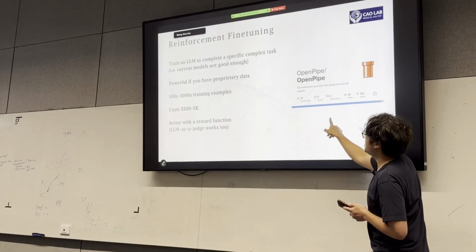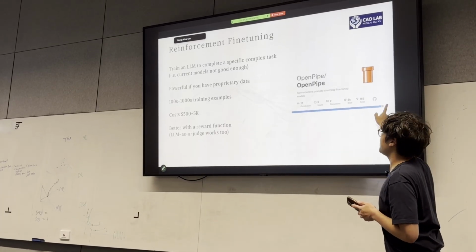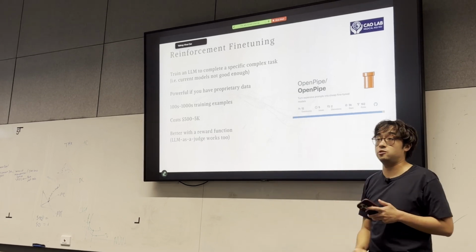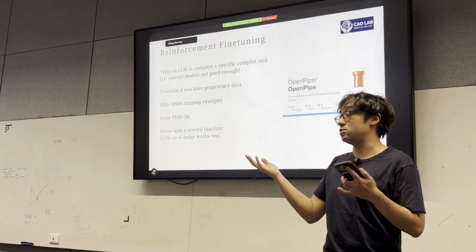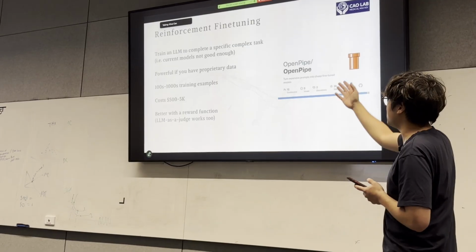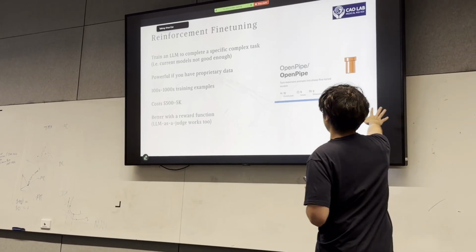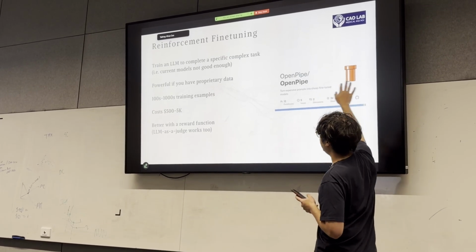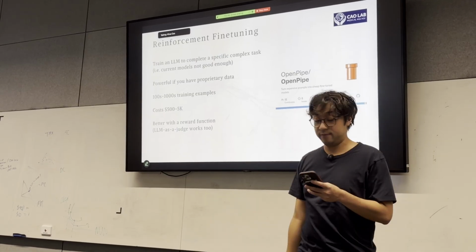The package that most people use these days is something called OpenPipe, right? So OpenPipe is a very powerful way to just do reinforcement learning fine-tuning. And they recently just got acquired as well, so it's quite a good package. And a lot of companies just use this one.